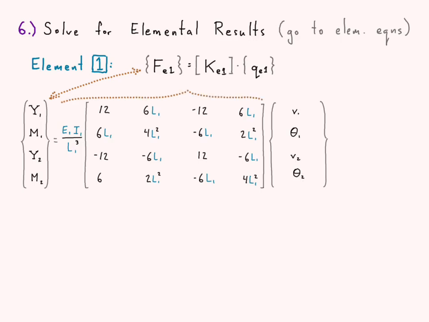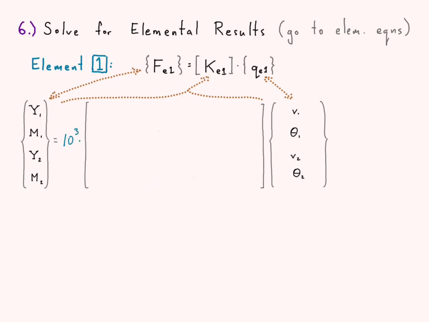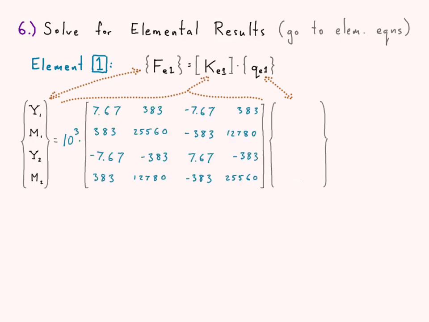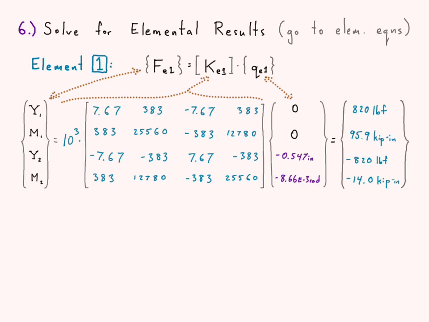We can go ahead and start tying together each of the pieces of that elemental stiffness matrix equation, and we can go through and adjust it for all the values that we have. There's all the values, and there we go. Okay, these are our displacements, plugging in our displacements, and if we go ahead and multiply that all through, we end up getting 820 pounds for Y1, 95.9 kip inches for our moment at node 1, and negative 820 at our node 2, or pardon me, our vertical force at node 2, and then we have negative 14 kip inches. Let's go ahead and draw this out on our element.